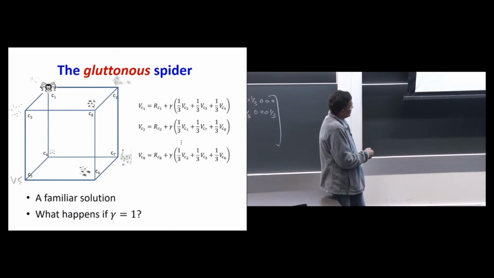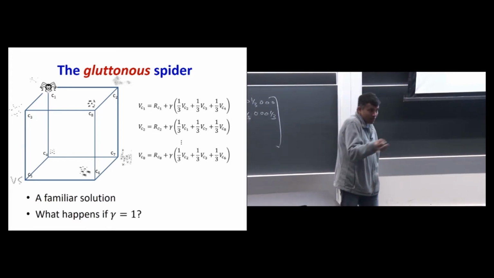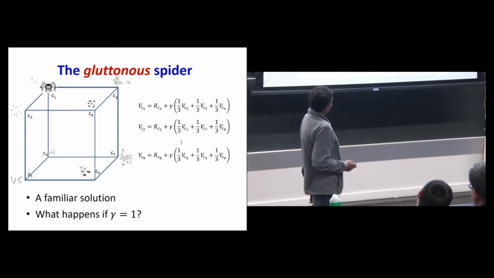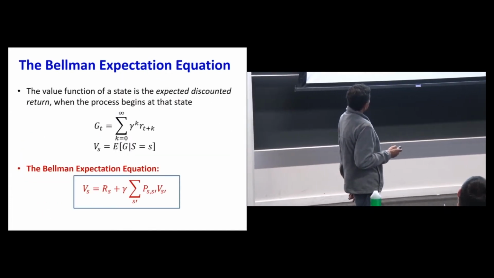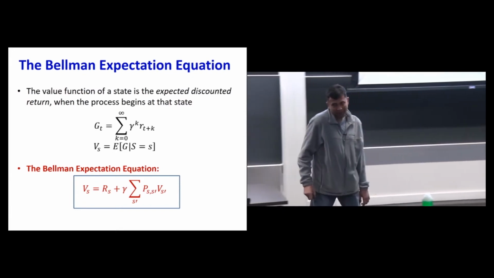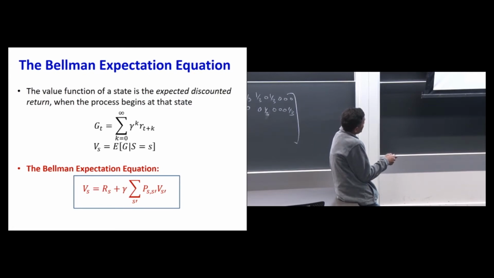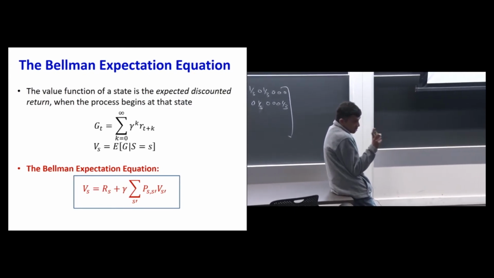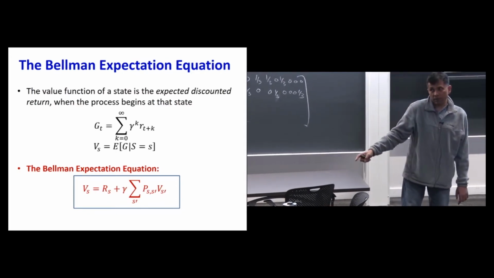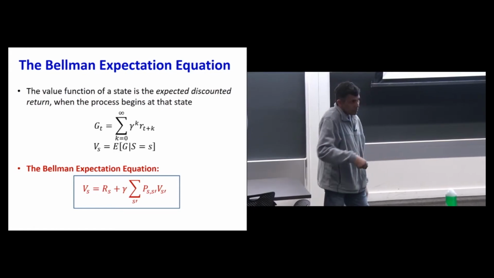But then, this is a familiar equation. This is exactly what we've seen. And if gamma is 1, we saw it's the same as the previous example, right? In fact, this equation is what we'll call the Bellman equation. The Bellman equation is the value of a state, which is the expected discounted return, not reward. The return is the total discounted reward into the infinite future, right? And reward is the immediate reward.